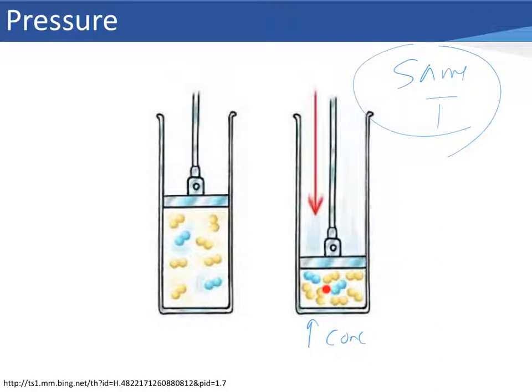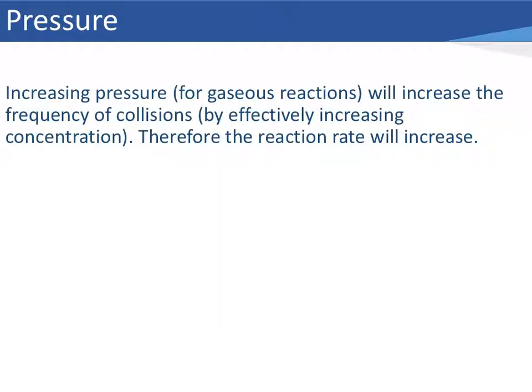And so if I've increased the concentration, I'm going to increase the frequency of collisions. Increasing the frequency of collisions will increase the rate. So increasing pressure for gaseous reactions will increase the frequency of collisions by effectively increasing concentration. Therefore, the rate of reaction will increase.